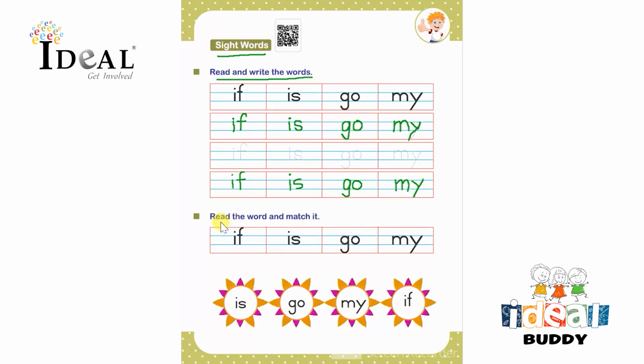After that, the next instruction over here is read the word and match it. So they have to match this word correctly with the below given sight words. So here it is if. So they have to connect this with the correct sight word. The next is is. So again they have to identify and match the same. The next is go. So again they will identify and match it. The next is my. So they will again match it with the correct sight word.